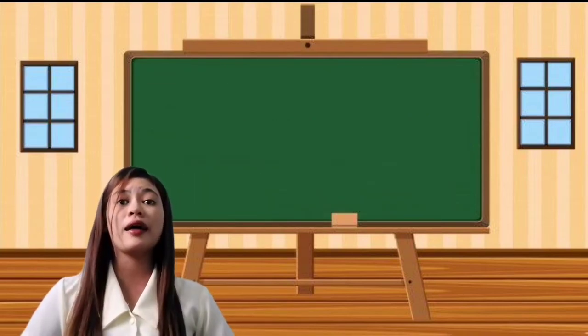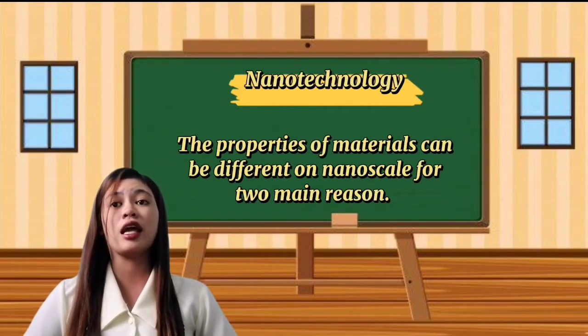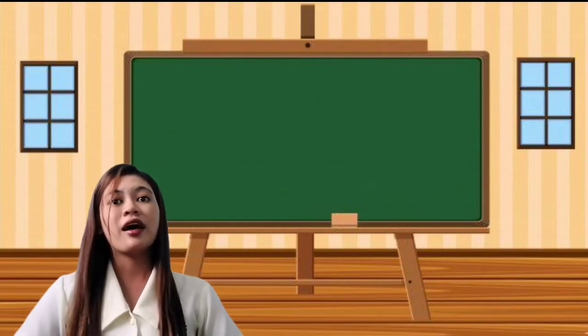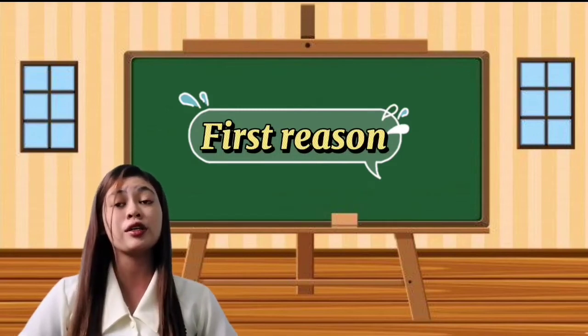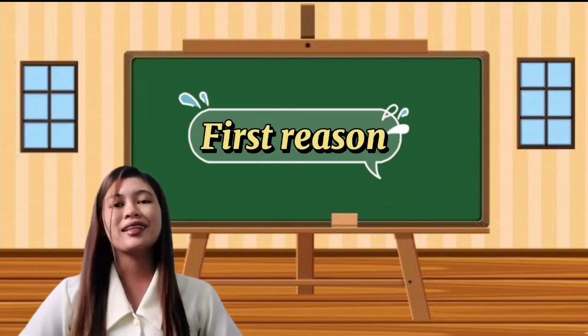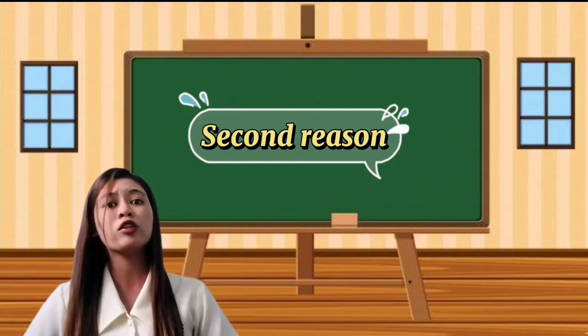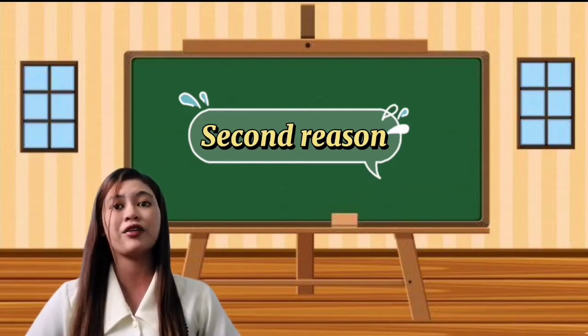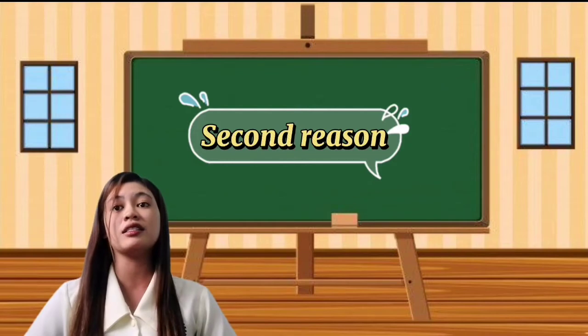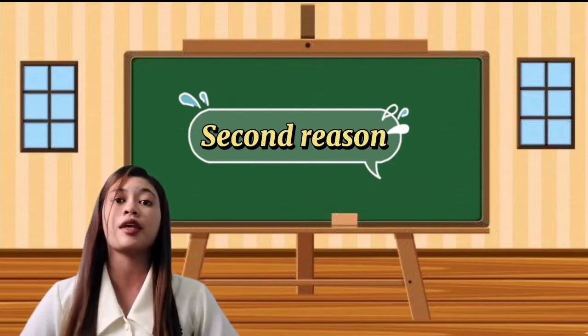So the next one is that the properties of materials can be different on the nanoscale for two main reasons. First, nanomaterials have a bigger surface area than the same mass of the material produced in the larger form. The second one is that below 50 nanometers, conventional physics gives way to quantum effects, resulting in optical, electrical, or magnetic properties that differ from those of the identical materials at greater scales.